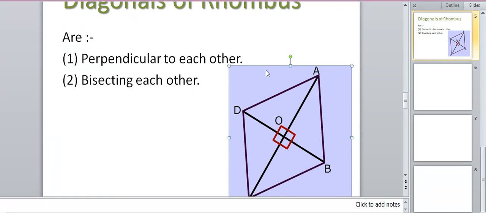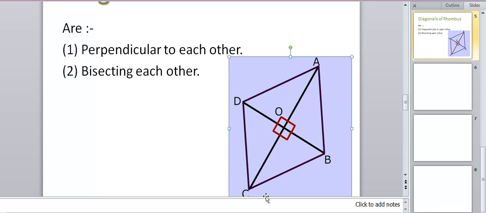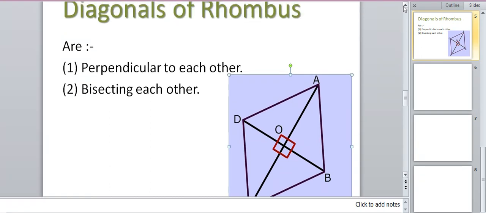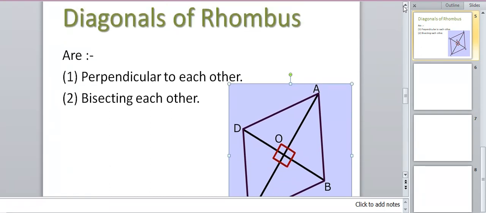If we have this rhombus called ABCD, and we have these diagonals AC and BD, we can notice that the two diagonals are perpendicular to each other, and they also bisect each other at the point O. So these are the properties of the diagonals of any rhombus.